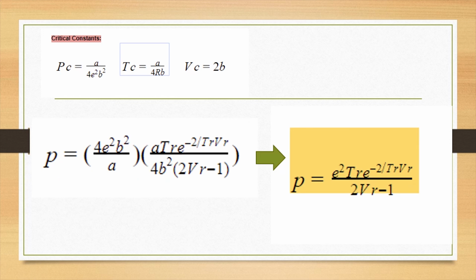Now we can substitute P with the critical constant pressure. We apply the reciprocal form of Pc. Then we multiply it with the equation. Then we can apply cancelling, which leads to our reduced form of the Dieterici equation on the right.